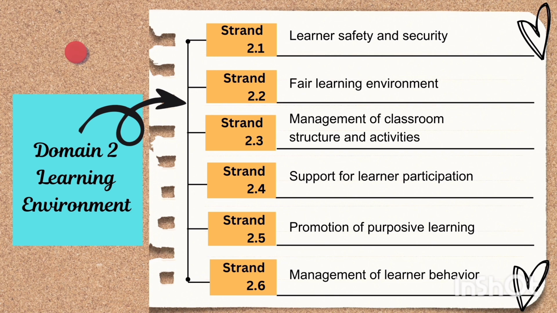Next, fair learning environment. So creating a space where all students have an equal chance to learn and succeed, regardless of their backgrounds or abilities, ensuring everyone feels respected and valued. Next, management of classroom structure and activities. So, organizing the classroom in a way that keeps students engaged and focused on learning, with clear routines and well-planned activities. So next is support for learner participation.